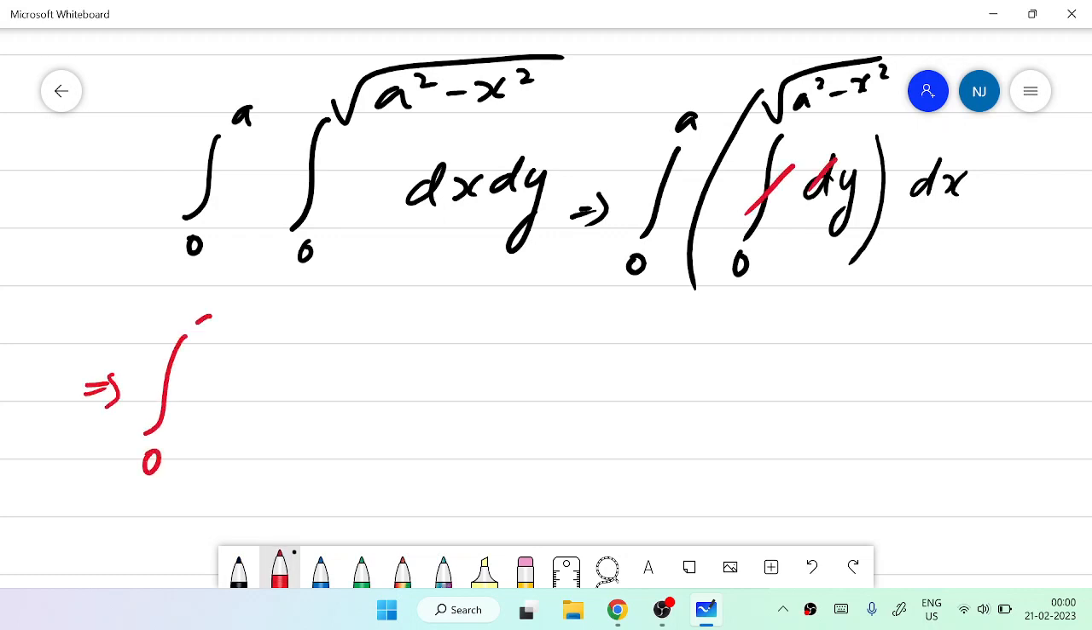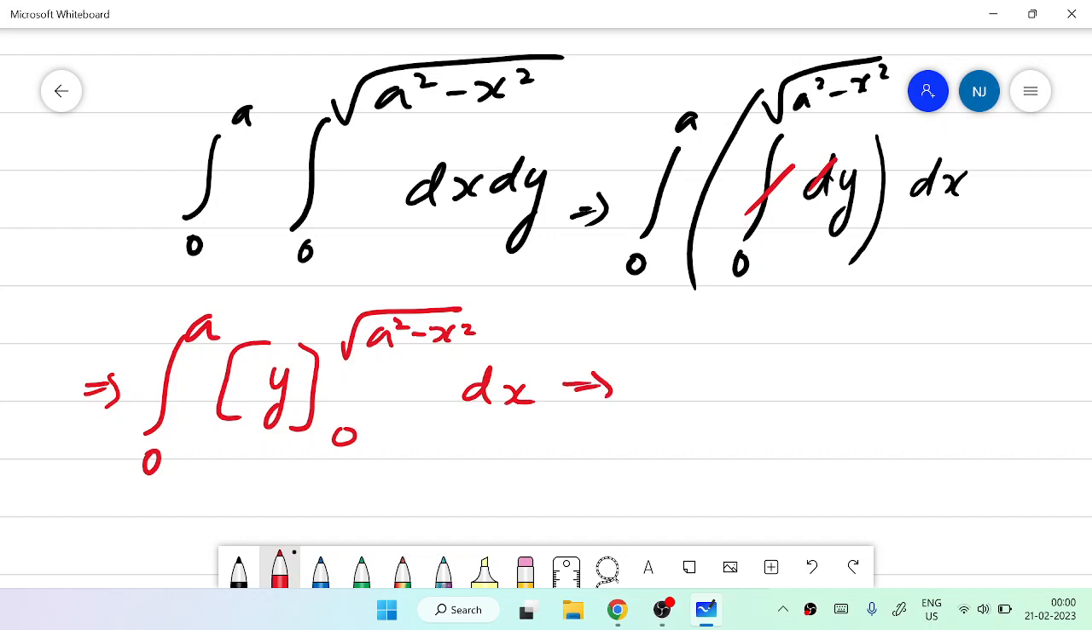Then we can cancel this integration and d symbol. So it's like integral over 0 to a. If you cancel, you will get y. The limit will be root of a square minus x square to 0, and dx will come, right? Then I have to substitute upper limit minus lower limit. So integral over 0 to a of root of a square minus x square minus 0, you can put, no need, into dx.